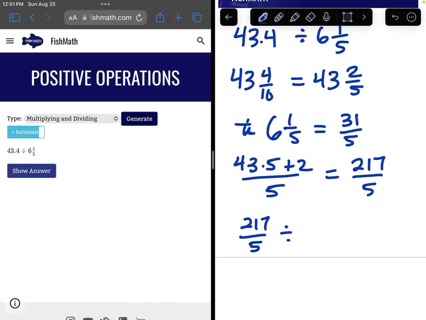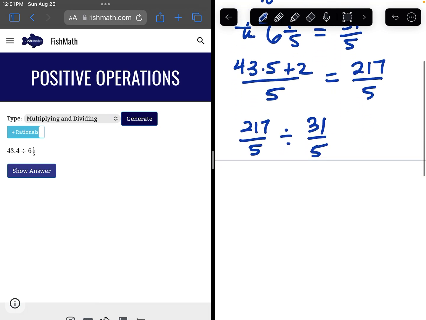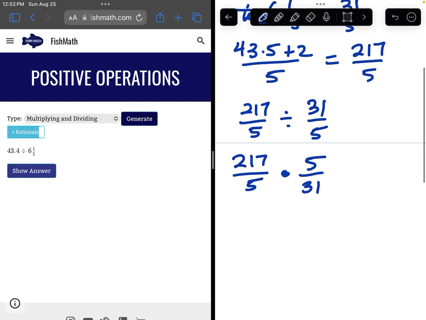So now I'm dividing these two things. And you're like, oh, that makes it so much easier, right? That looks so easy. Not exactly, right? So that doesn't look so easy either. So for division of fractions, what you can do is keep the first one, change to multiplication, and then flip the second one. And think about why that is.